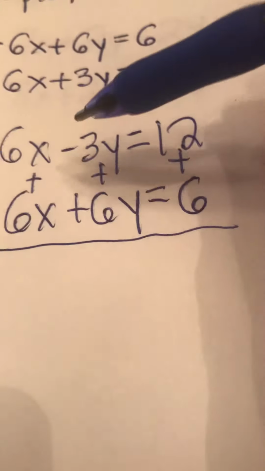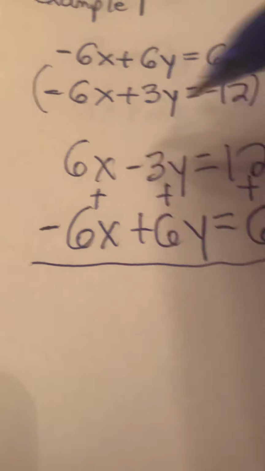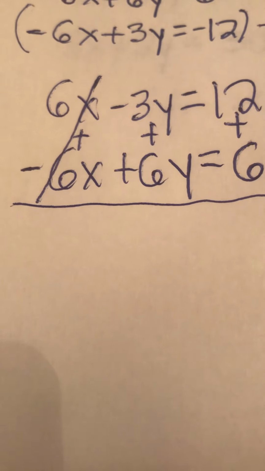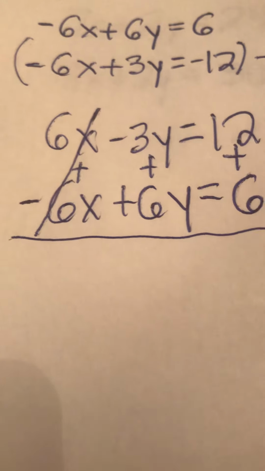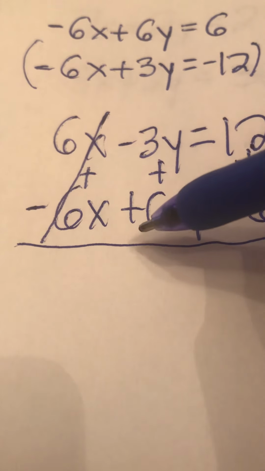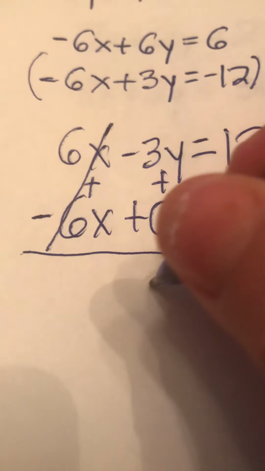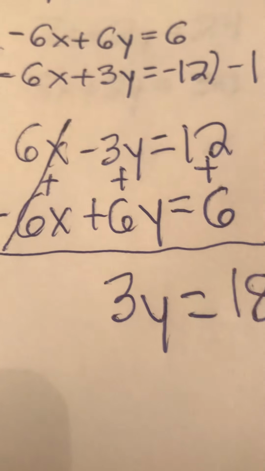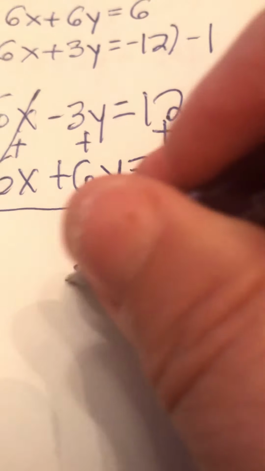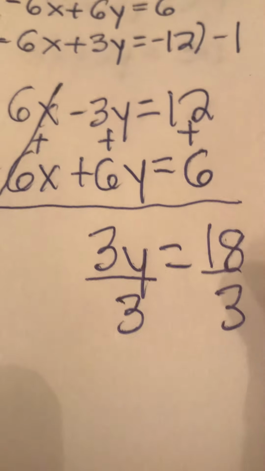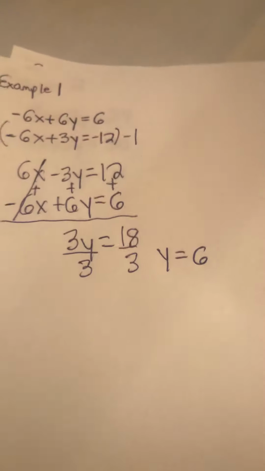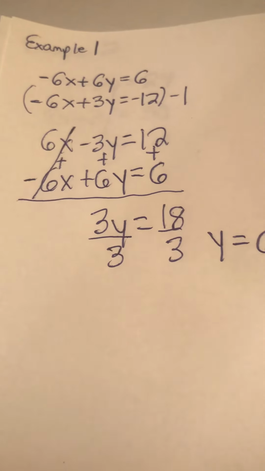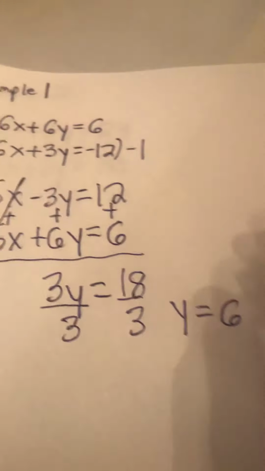So notice that when I add, the 6 plus -6 equals 0. That cancels out. So I have eliminated, essentially, the x variable. So now I just go through my adding process. -3 plus 6 is 3y. 12 plus 6 is 18. Solving for y, I divide by 3. And y is 6. Okay, so you can see with the elimination method, I've already got one of the values in the ordered pair. I have the 6.